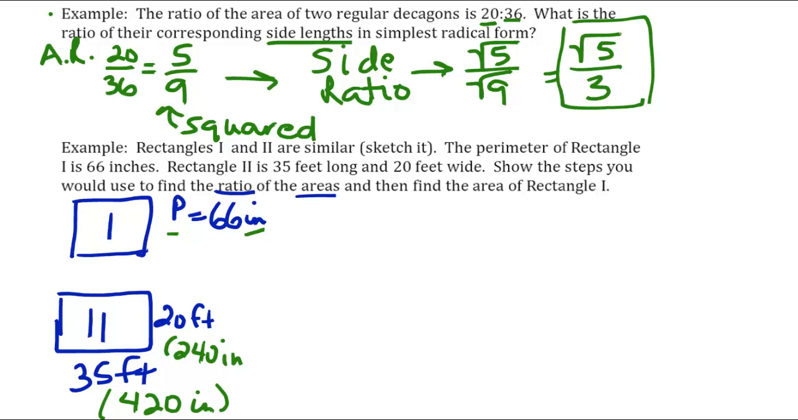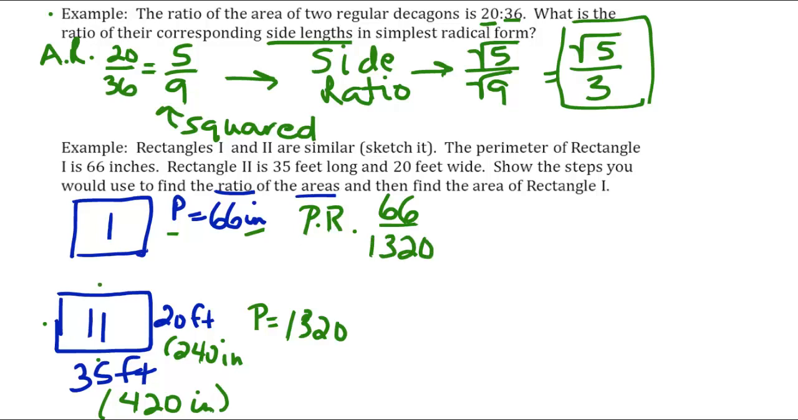Now, we can add 240, and the other side here is 240, 420 on the top side, 420 on the bottom. And that will give me a perimeter of 1320. So the perimeter of rectangle 1 is 66, and the perimeter of the bottom is 1320. And so I can set up a perimeter ratio. My perimeter ratio is 66 over 1320.